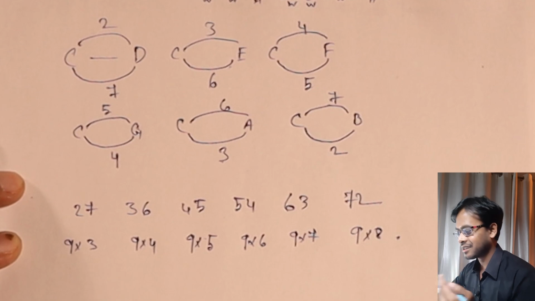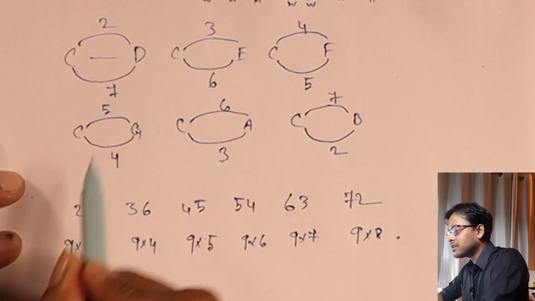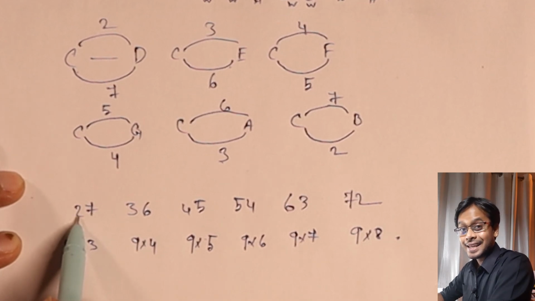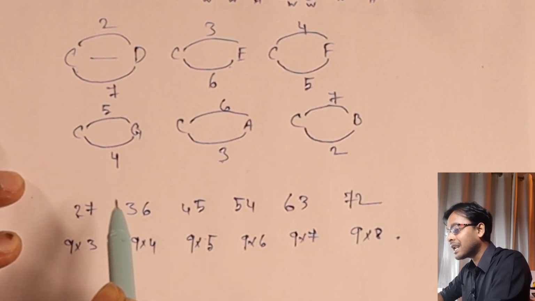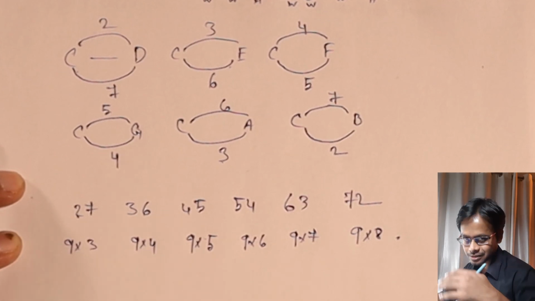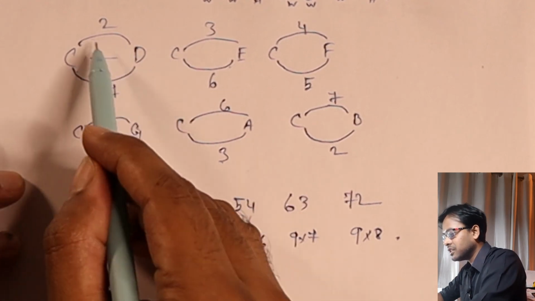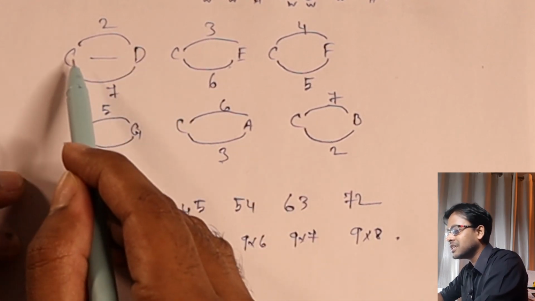So the formula here is: if the interval of one note from another note is 2, then the interval of that other note from the first note is 7. Let's explain it by example. C to D is 2, then D to C is 7.